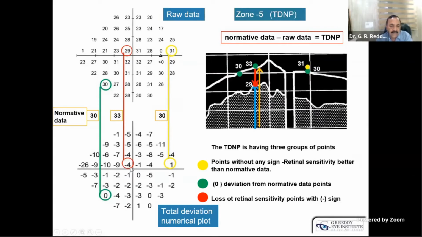The higher the value with minus, the more the deviation, and it is a deep scotoma. Usually the points on the slope are given the green shade, green colored points, which means they are normal points with normal sensitivity, the normative data. Any point on this normal slope of the field of vision corresponds to normal points. Above the slope of the field of vision, they are better than normal points, and below, they are the loss of retinal sensitivity points. The red color is given, the yellow color is given, and the green color is given.